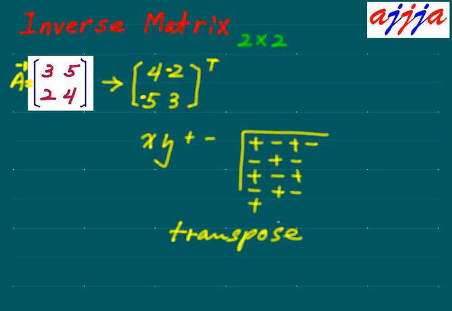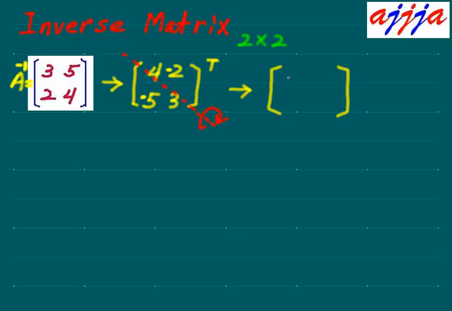Transpose of this one is very simple. You just draw a diagonal line right here like this, then you spin this one 180 degrees. So 4 and 3 are not gonna move at all. 4 and 3 stay there. But what about negative 2 and negative 5? They exchange places, right? So this is gonna be negative 5, and this is gonna be negative 2. That's it.